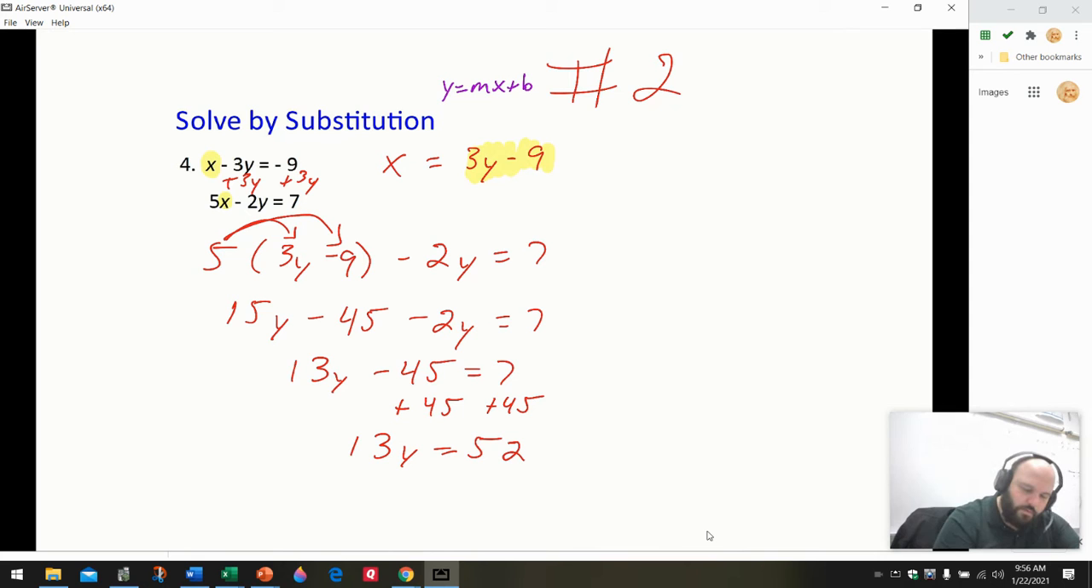The last step, of course, would be to divide both sides by 13. And when I do that, I get y equals, nope, it's not going to be 3. It's going to be 4.